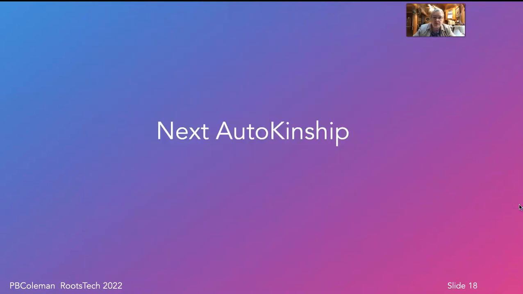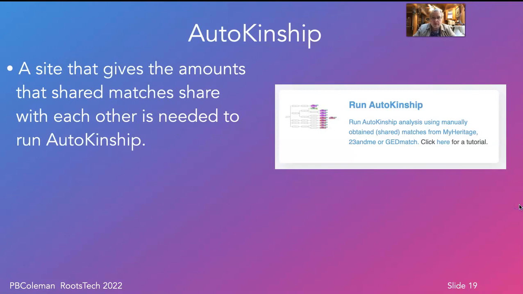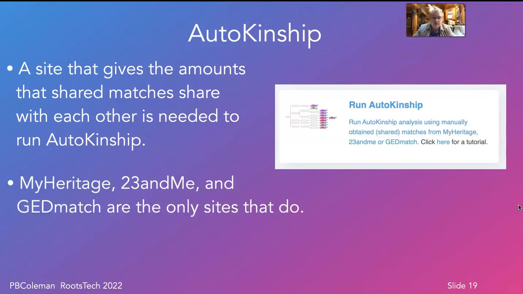We're going to look at AutoKinship. That's run on Genetic Affairs, and you can run it for any set of data that has not only how much you share with a DNA match, but how much the shared matches share with each other. So in this case, that would be MyHeritage, 23andMe, or GEDmatch. They're the only sites that give that information.